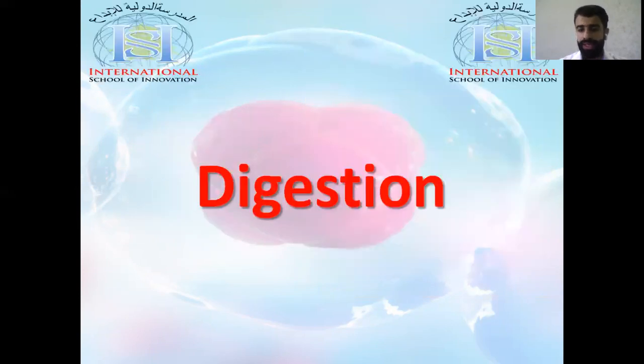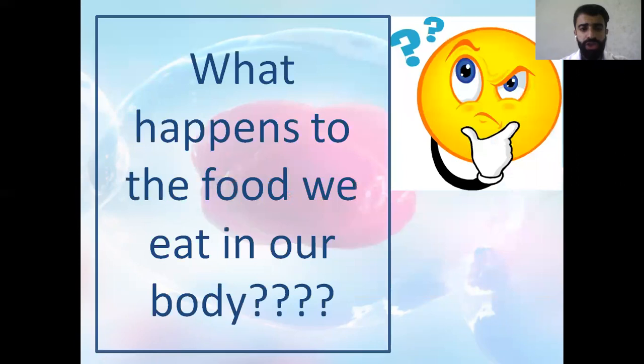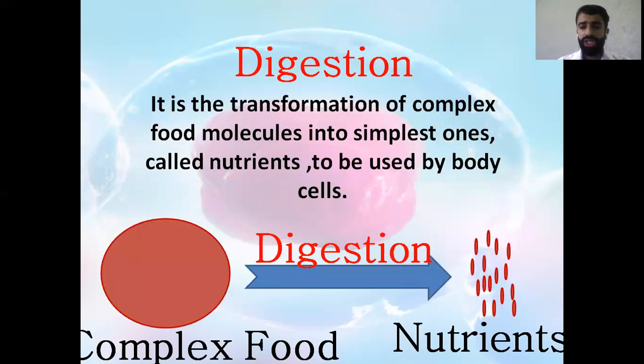Moving to digestion. What happens to the food we eat in our body? This is the big question here. Digestion is the transformation of large complex food molecules into very small ones. They are called nutrients, and these are used by body cells to create energy and to perform the daily activities. Since without food, we don't have energy.